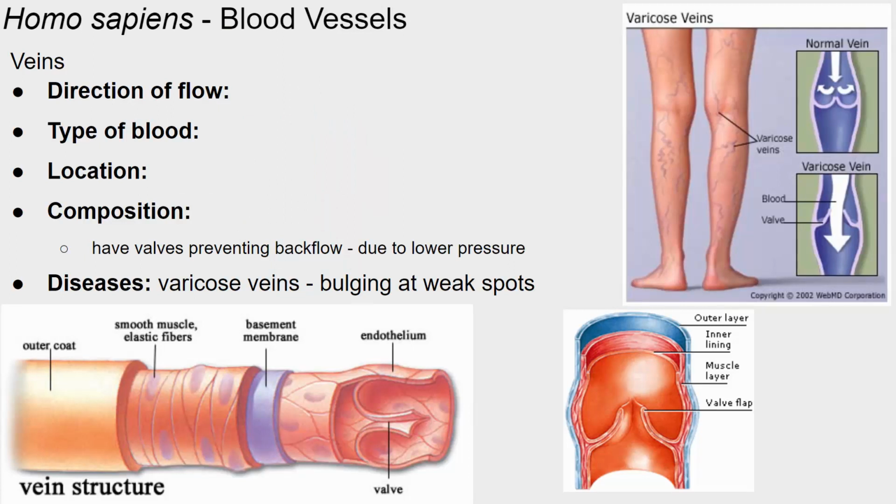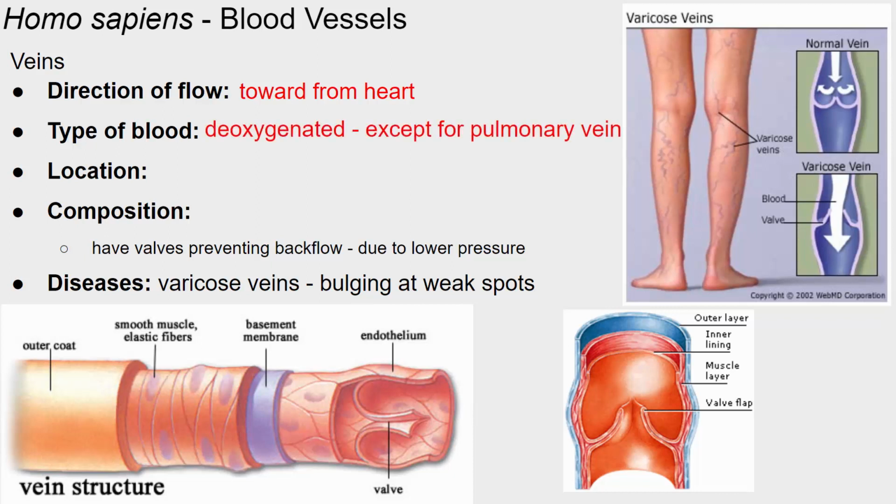Bringing blood back to the heart are veins. Veins bring the blood back to the heart. Typically they carry deoxygenated blood, but there's an exception. Which vein would be carrying oxygenated blood? Pulmonary vein, because it's bringing the blood back to the heart from the lung. Veins are often found closer to the surface of our skin. There are some deeper ones as well. They have structures a little bit different than arteries.